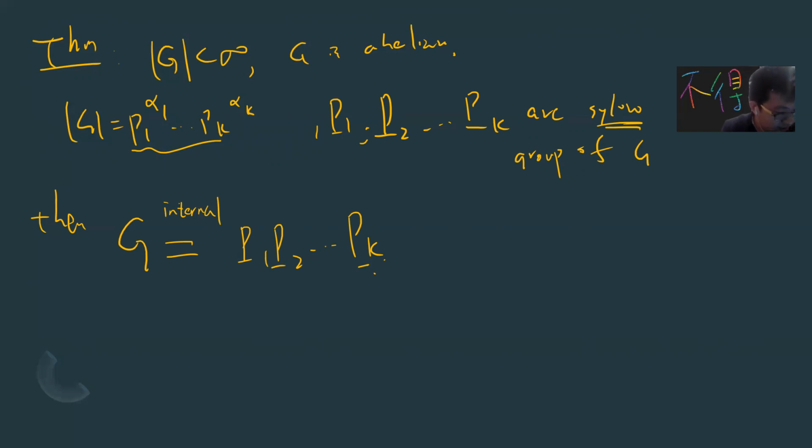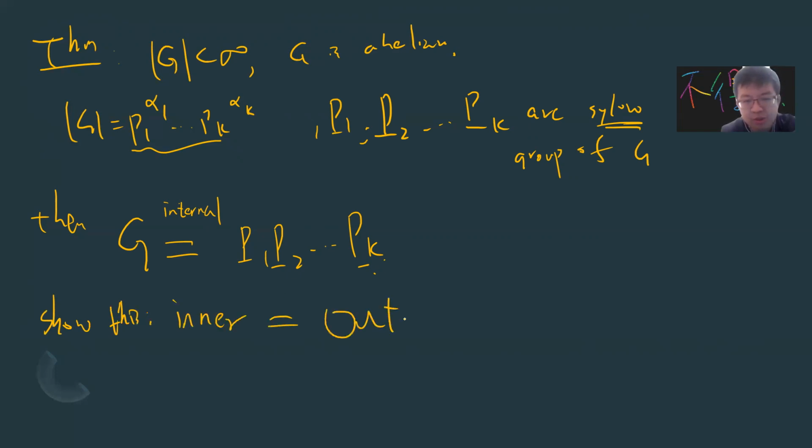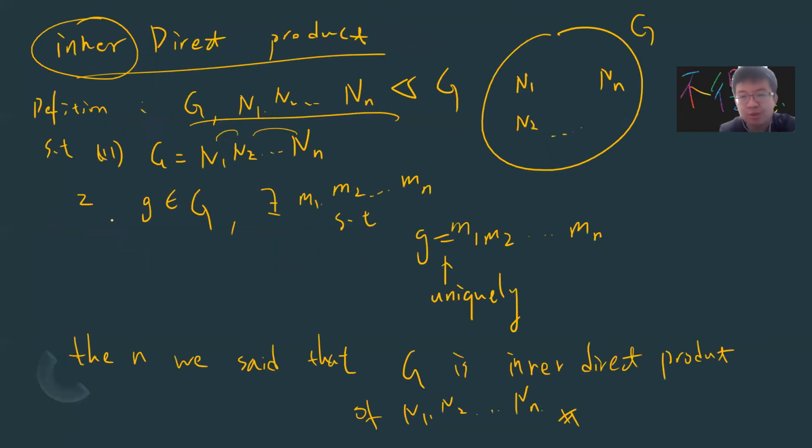Okay, so now the rest of the video is to show that the inner direct product is actually the same as the outer direct product. So what I just described are two constructions that are actually related, and they are isomorphic. Okay, but before doing this, we need the following lemma.